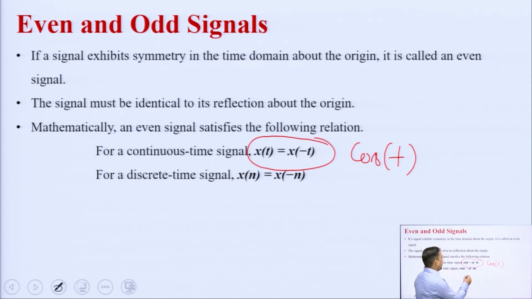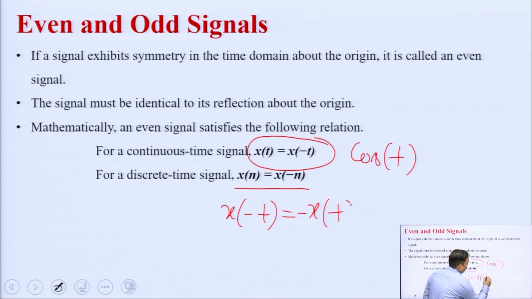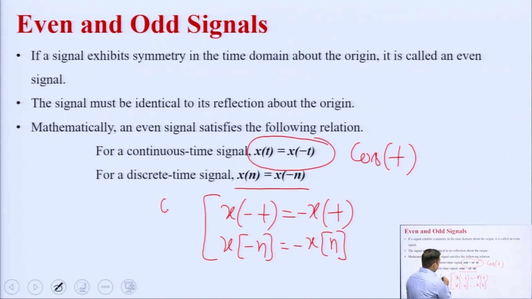Otherwise we have the condition x of minus t equals minus of x of t, or for a discrete time signal we have x of minus n equals minus of x of n. So these are the conditions for the signal to be odd.